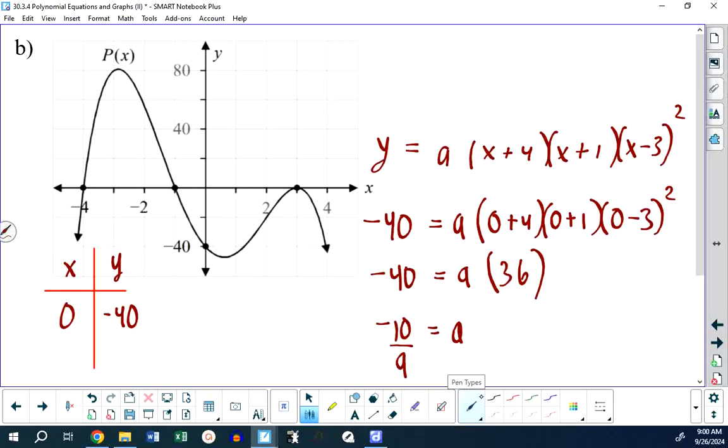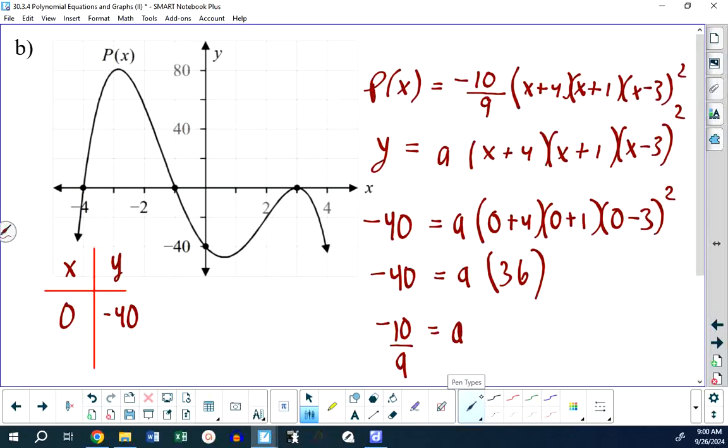So now we know the equation of the polynomial function. And we should write it out. We should write P of x or f of x or y, or I don't care, equals negative 10 ninths times x plus 4 multiplied by x plus 1 multiplied by x minus 3 quantity squared.